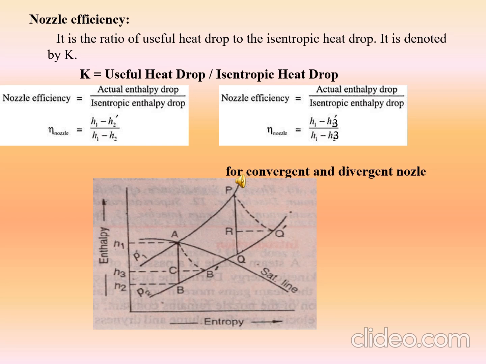We know our efficiency formula. Our efficiency is useful heat drop divided by isentropic heat drop. So we can consider our efficiency is H1 minus H3 dash divided by H1 minus H3. So this is our efficiency formula.